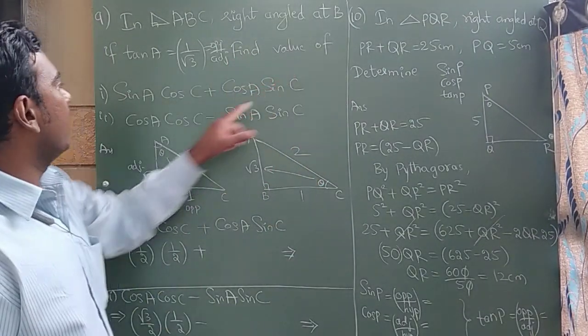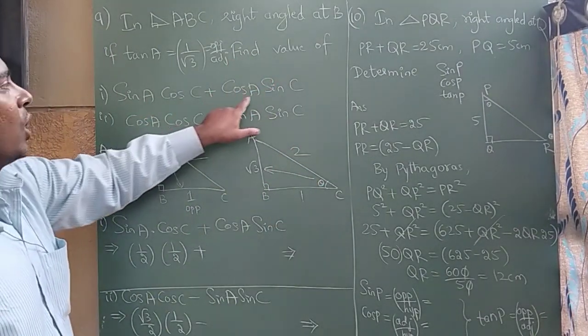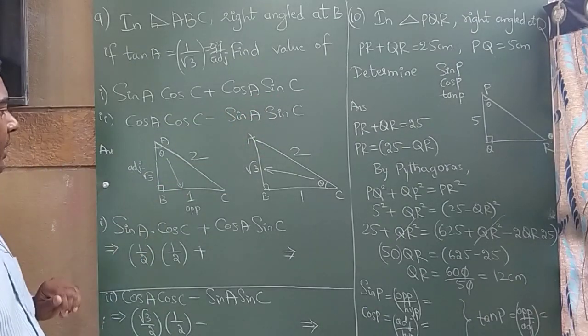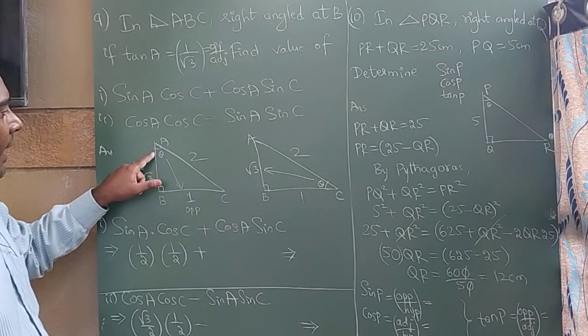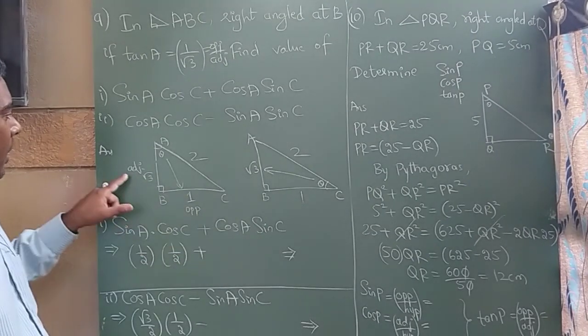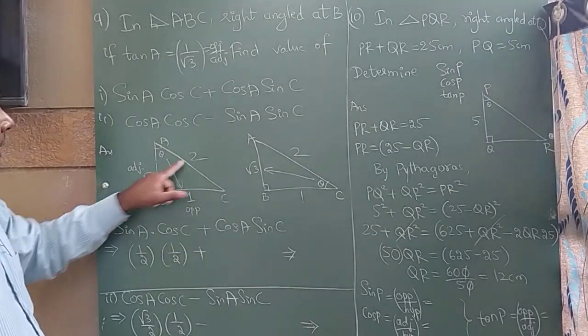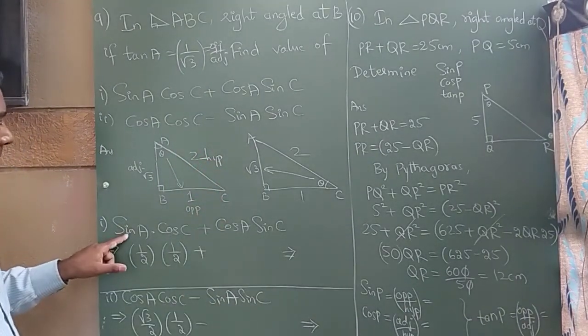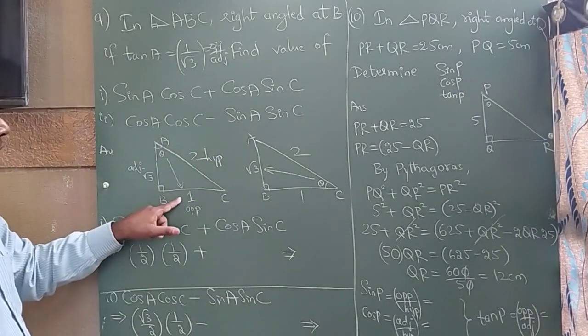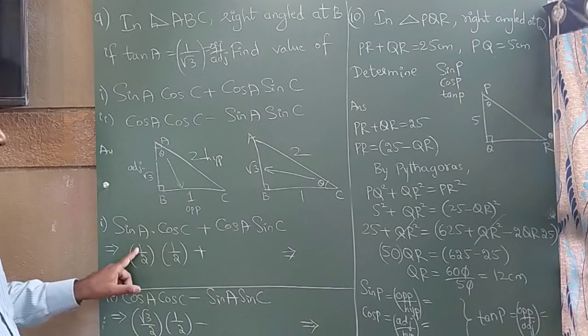Now you need to find the value of sin A cos C plus cos A sin C. So I have written the question here. This triangle, I have taken it as an angle A. So opposite upon adjacent, and this is a hypotenuse. Okay. Sin A means what? It is opposite upon hypotenuse, so it is 1 by 2.